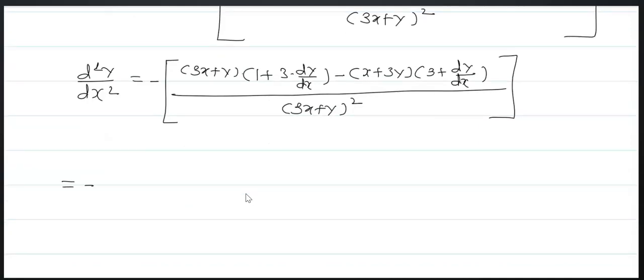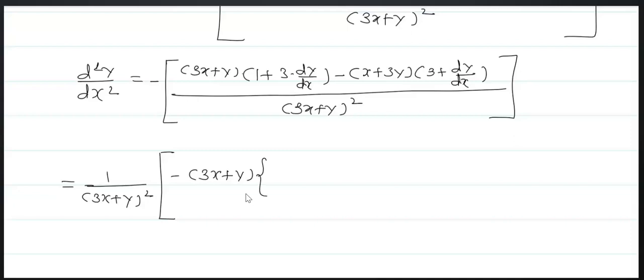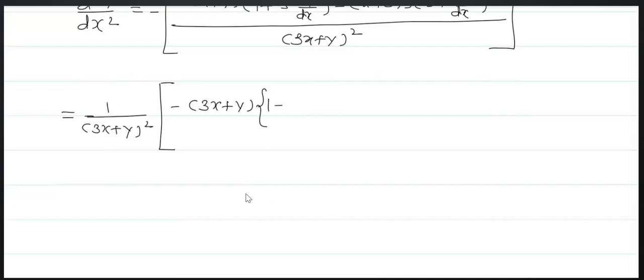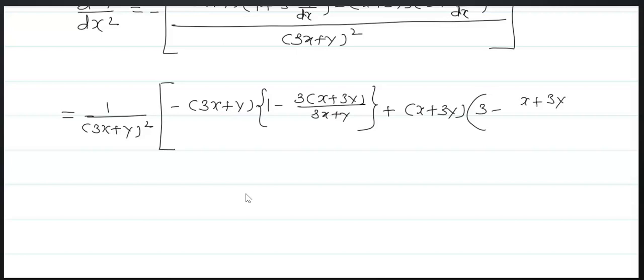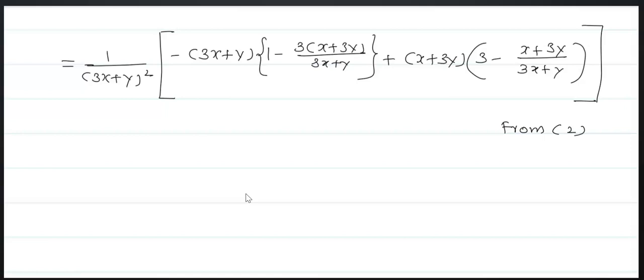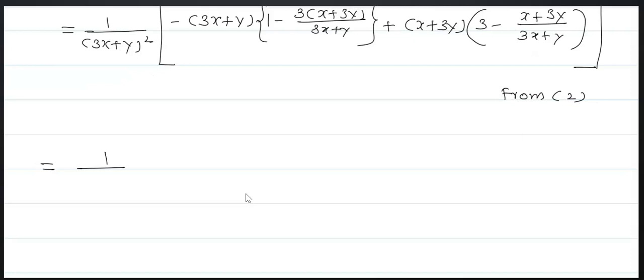And if we simplify this, that is a minus sign, the denominator, that is 1 upon 3x plus y bracket square. Now simplify this. Minus 3x plus y, that is 1 minus, I mean this is the derivative value of dy by dx. This is the value of dy by dx. Again, we are substituting the value of dy by dx in another expression. Now simplify the whole expression. That is 1 upon 3x plus y bracket square.